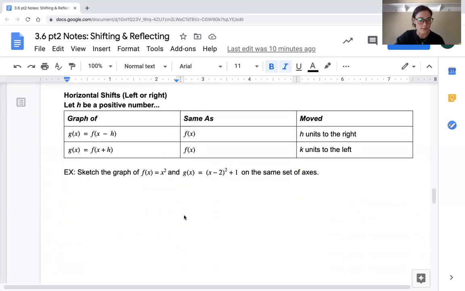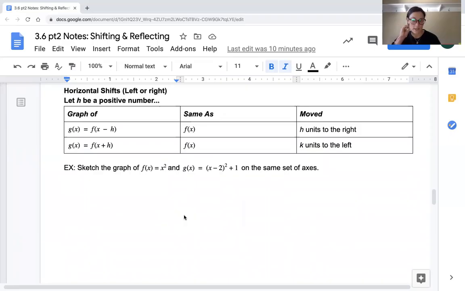Moving on down to horizontal shifts, this one's a little bit trickier, but again, with more familiarity and practice, it will become very easy right off the top of your head. So let h be a positive number. Then the graph of f of x minus h is the same as f of x moved h units to the right. This can be confusing because it's minus, but it's going to the right. That's kind of non-intuitive, but it's something that you need to stick up in the brain and remember.